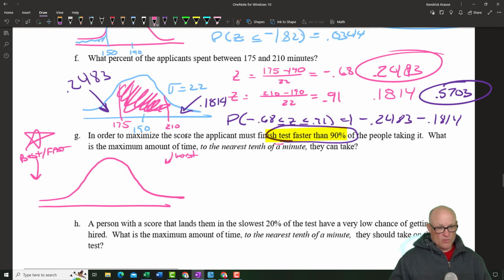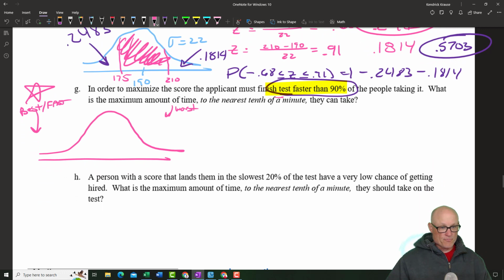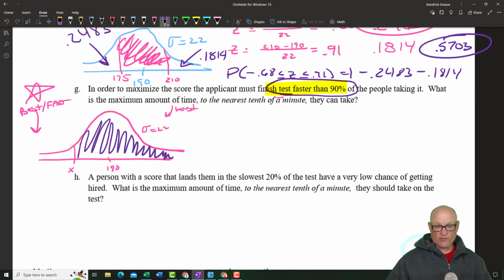So where would the slowest 90% be? Well, the fastest would be down here, so I need to figure out what this is. This is 190, with a standard deviation of 22. Right? Here are the 90% that are actually behind me because this is a race. So this area right here would be 0.90.